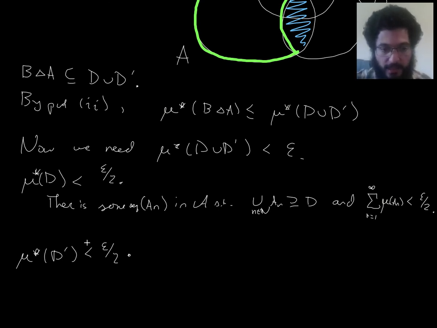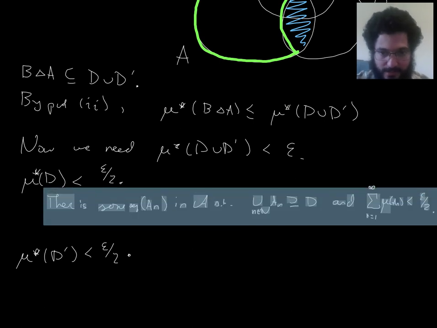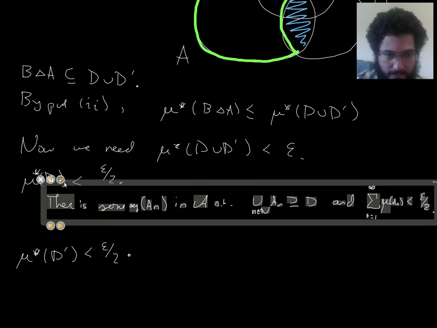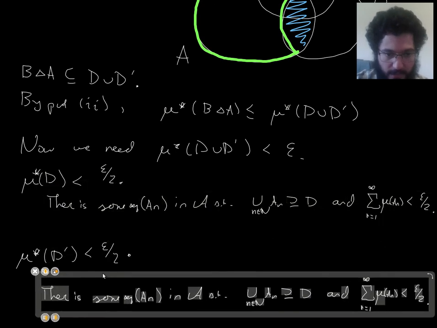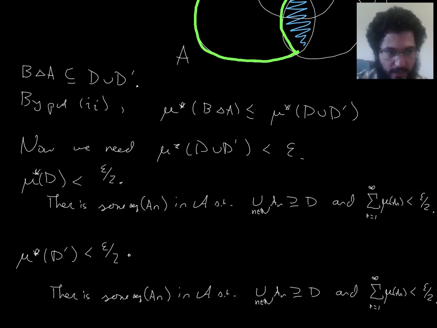All right, and we can do the same for D prime. So let me just copy and paste this. We can do the same for D prime, except for D prime, let me call the sequence A prime_n, covering D prime, so that this is less than epsilon over 2.